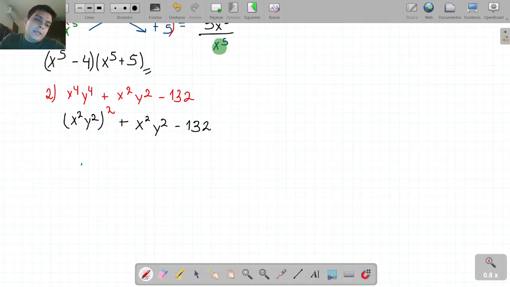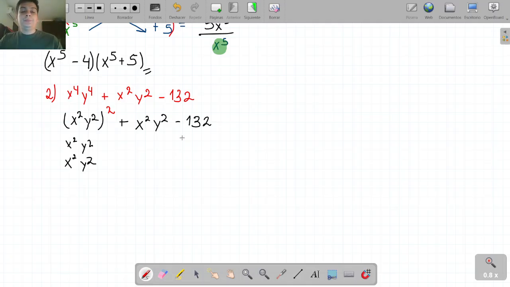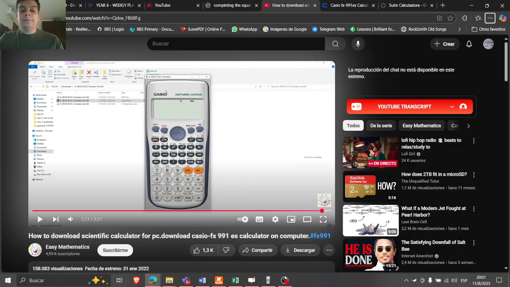Again, this is like saying a squared plus a minus 132, where a represents this. We are just putting more and more letters so it looks ugly and awful. So again, we need to look for two things that multiply by themselves. You may realize it's always the same. Literally, we write the same twice. But now the important part is where we have to find two things that multiply to give me 132.